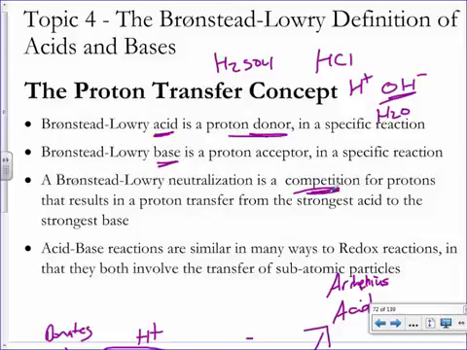Similarly to electrons, if you're able to give away electrons really well, loss of electrons makes you a reducing agent. If you're able to take electrons really well, gain of electrons makes you an oxidizing agent. So it's got overlap there, this theory does.